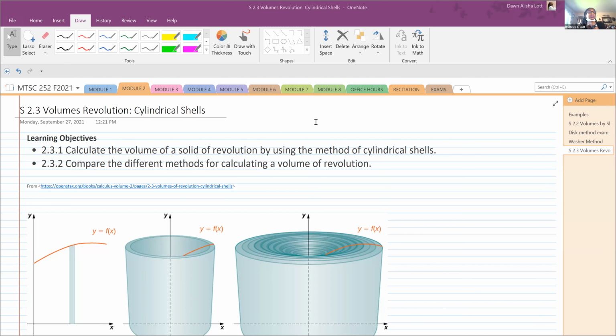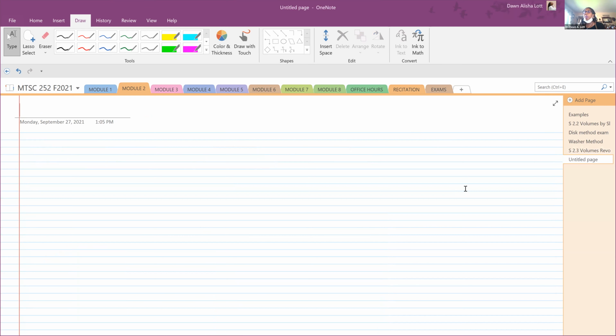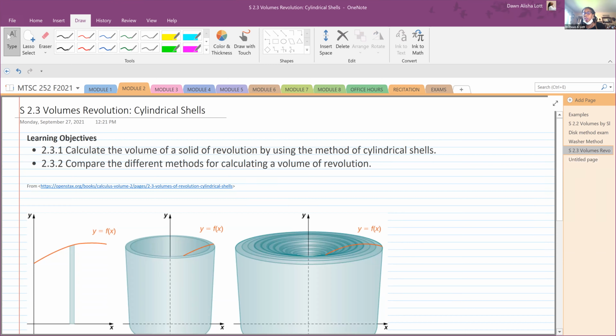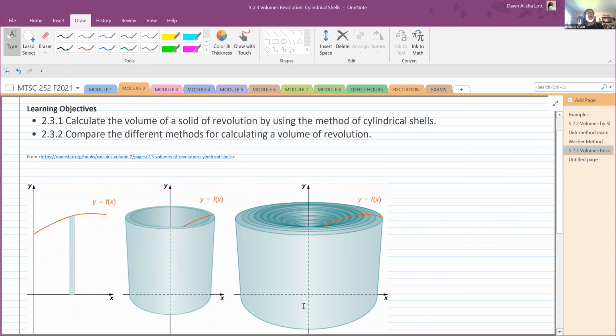So today we're also doing more volumes of revolution, but this time we're going to be doing cylindrical shells. So I'm going to take a region, let's say I borrowed this picture from the notes in the book, because it's actually a very good picture. So I'm going to take a region under the curve y equals f of x, and I'm going to revolve this whole region about some axis, let's say the x equals 0 axis or the y-axis.